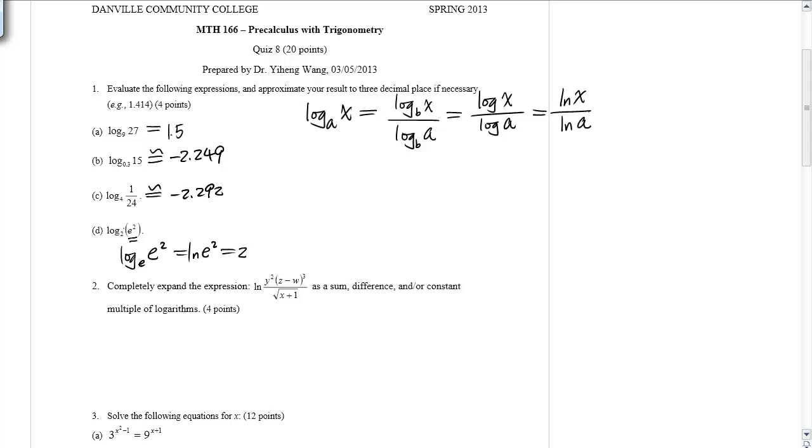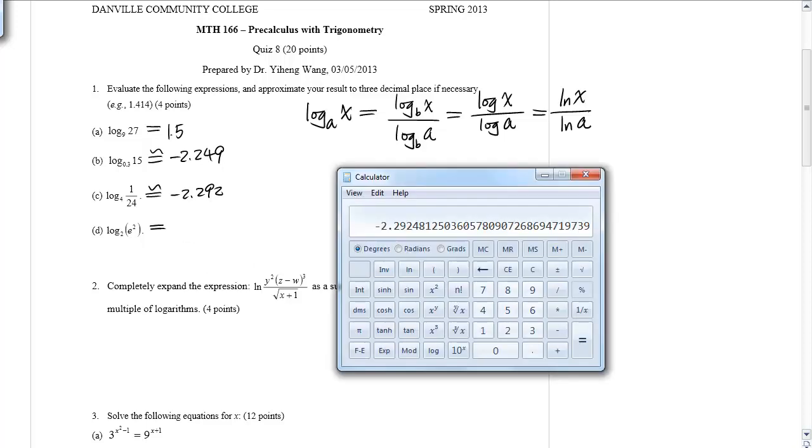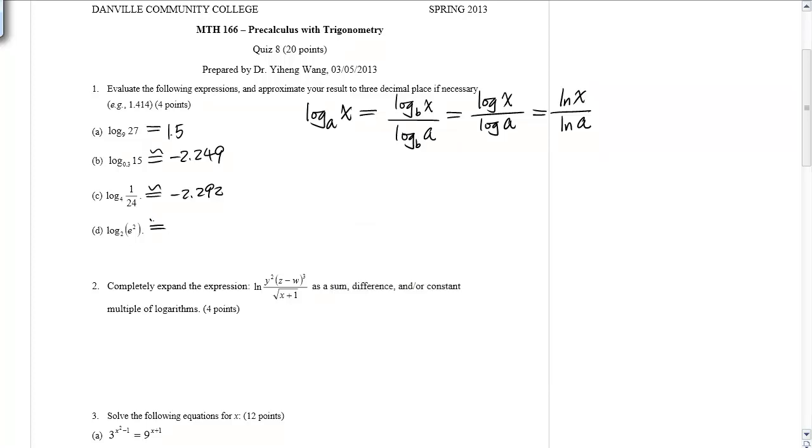But notice here the base is 2. You should not use the inverse property, and we're just going to do the same thing. We evaluate e to the second power first, which is approximately 7.389, and then log divided by 2 log, which equals 2.885.